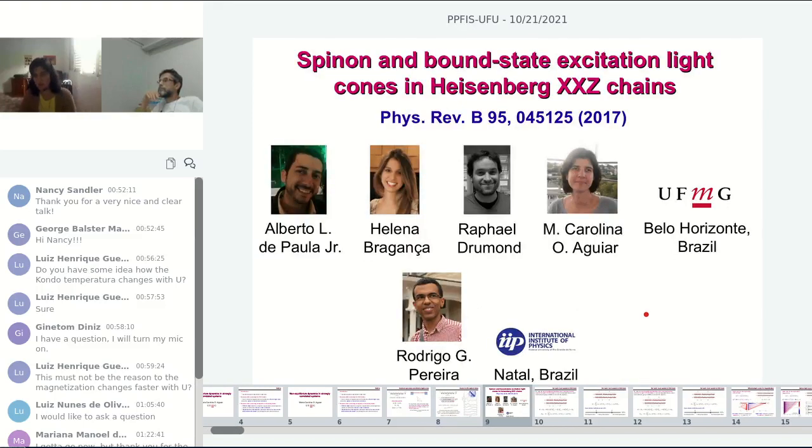Okay, and I will now start talking about the first of the two works that I want to summarize to you. In the first one, we consider spin chains. I will get into the details about this. Initially they were disconnected, and then we connected them. This was a work done by two former students of mine, Alberto and Elena, in collaboration with Rafael, who is in the math department, and with Rodrigo, who is in Natal.